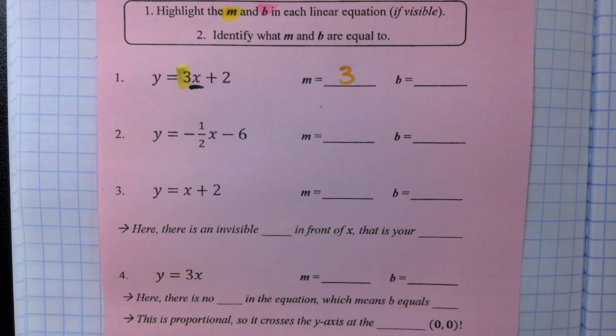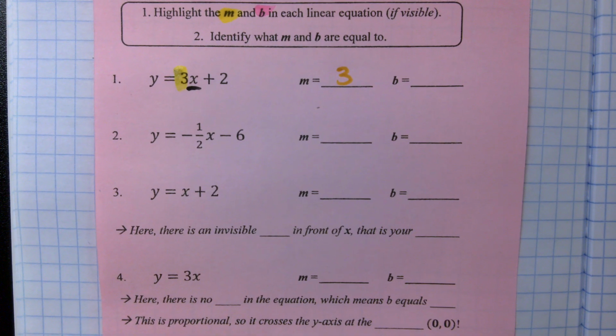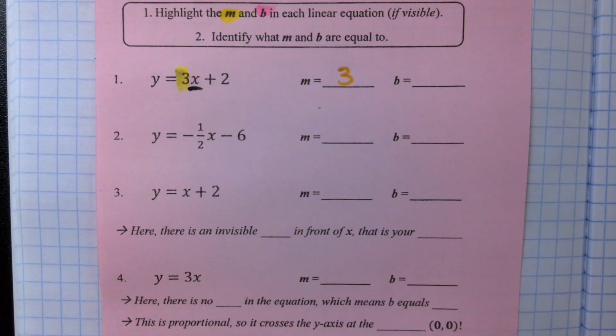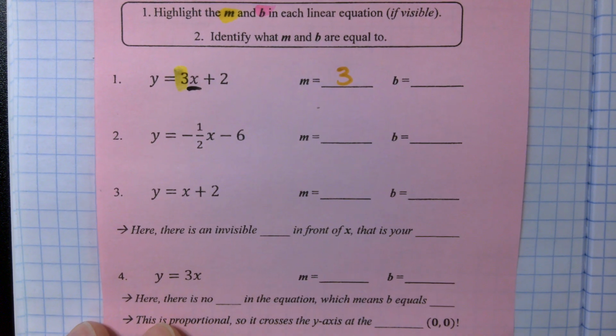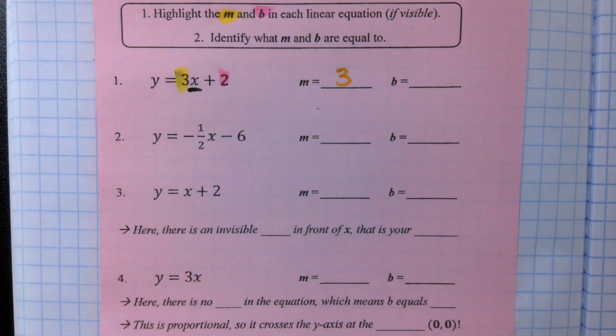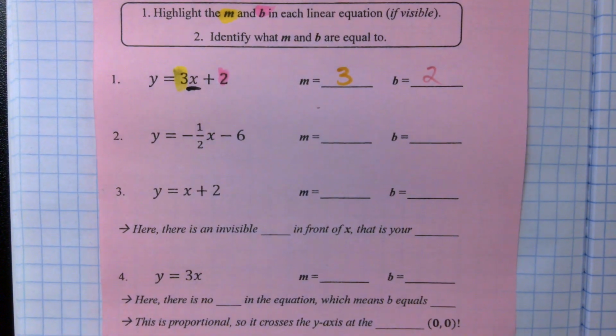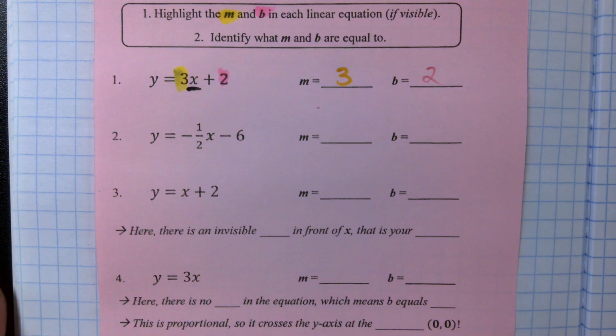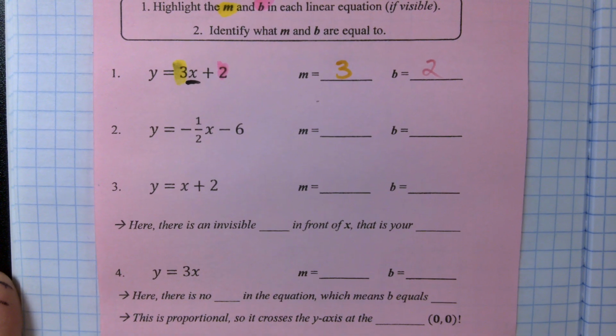Everybody with me so far? Yes. Okay. Now, do you see a number that's all by itself? Yeah, 2. What variable does that 2 represent? B. That's my b. So 3, 2, and we're done with number 1.